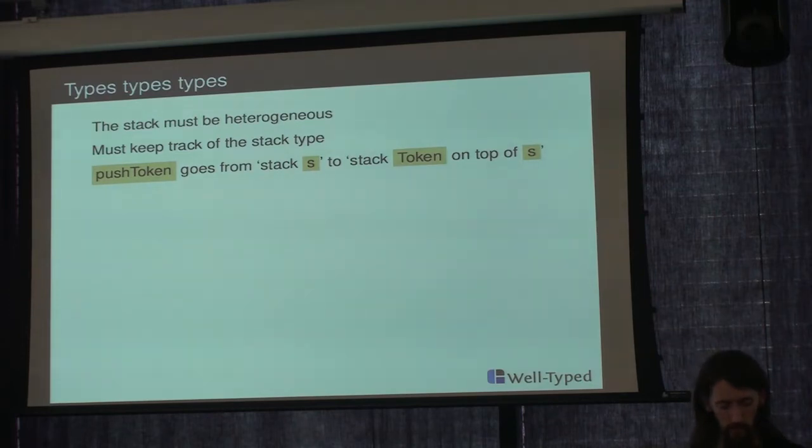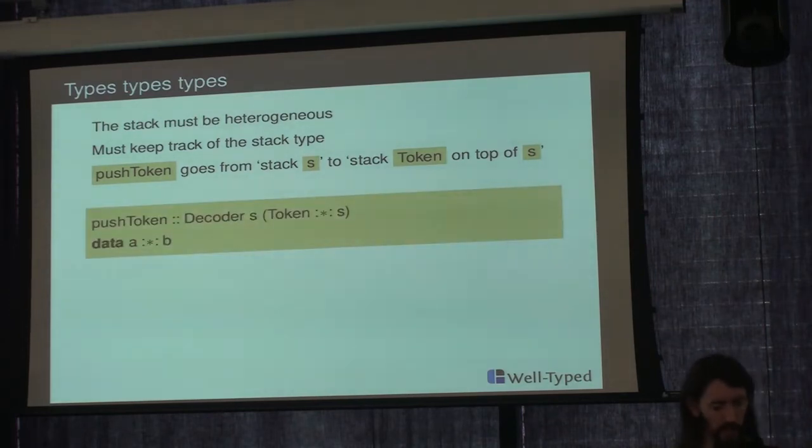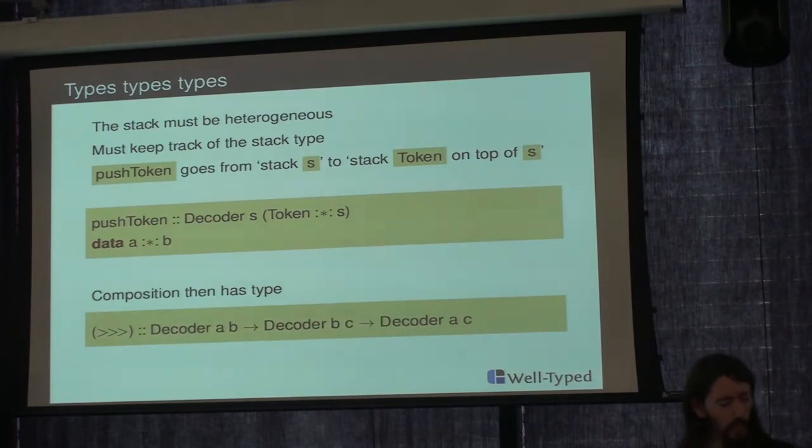So let's model that. We will say push token is a decoder. Now decoder is going to take two type arguments, the initial stack type and the final stack type. So it goes from a stack of anything, S, to token pushed onto the top of the stack, using this little data type, just used at the type level to keep track of things. So now composition has this type: decoder A to B and a B to C, stick them together, and we have an A to C.